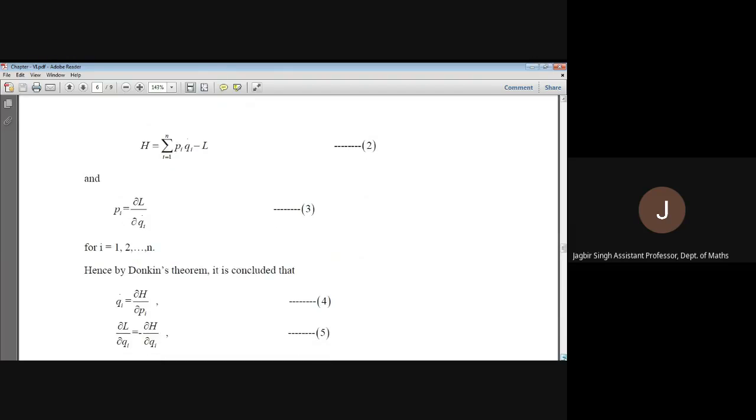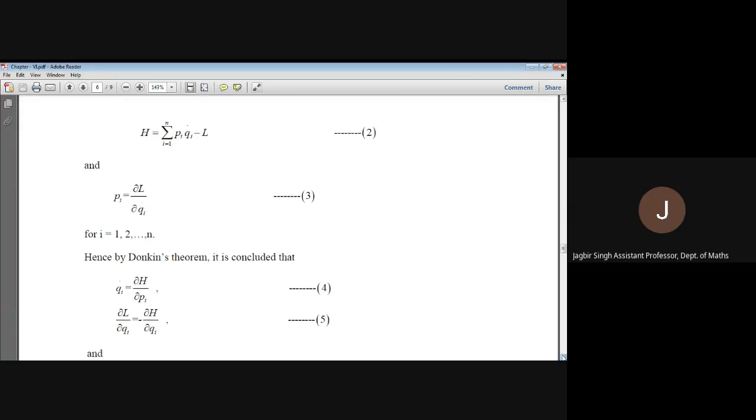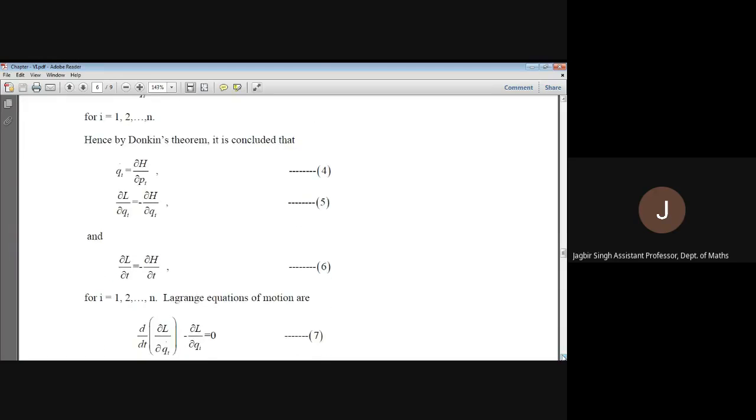Now just use the Duncan theorem, which states that the old variable will be partial derivative of new function with respect to new variable. So qi dot will be curly h by curly pi. What is qi dot? It is dqi by dt. So dqi by dt is equal to curly h by curly pi. And also curly L by curly qi will be minus curly h by curly qi. And with t, it is the same. But we don't need that, so I am skipping that.